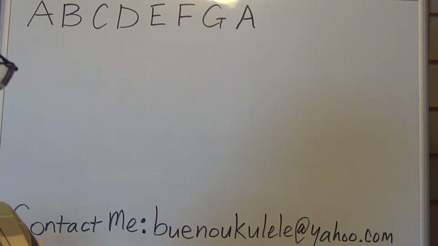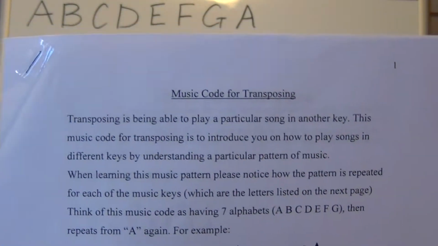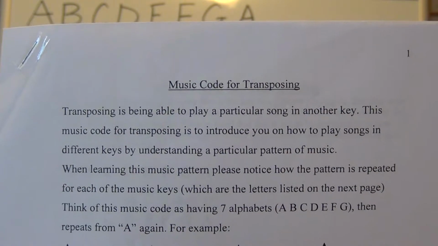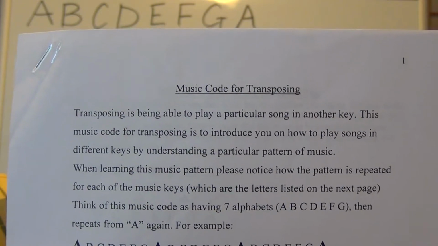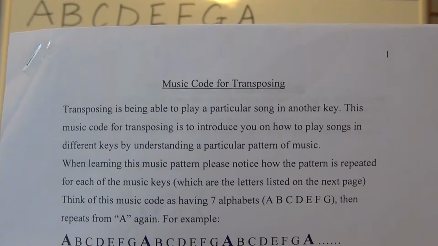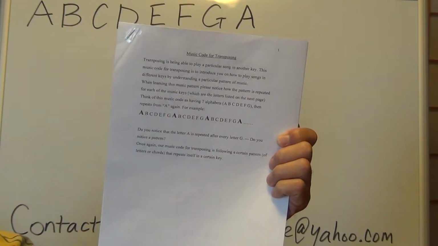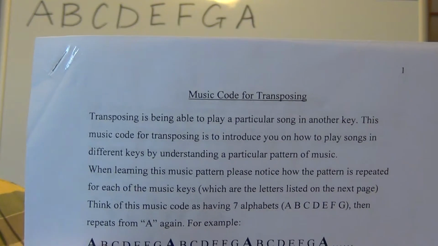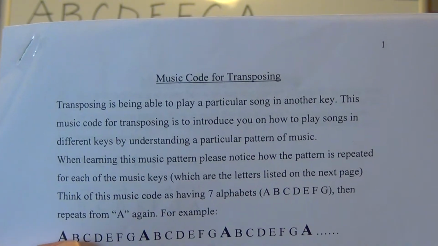Today we're going to be talking about pages 1 and 2 for the music code for transposing. So if you want to go ahead and get this paper right now, go ahead and pause the tutorial and get this. It's actually pages 1 and 2 out of 4 pages. Once again, we're going to be going over pages 1 and 2 out of 4 pages for this bunch of papers or documents or file, whatever you have. Okay, so we'll pause the tutorial, go get your paper, and then we'll get started here in a few seconds.